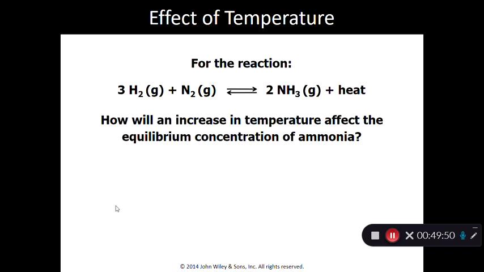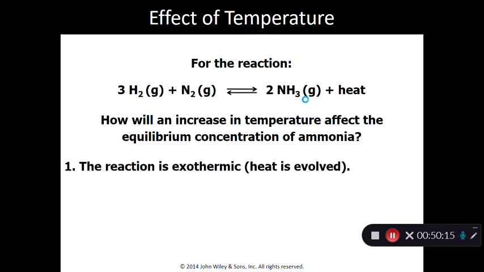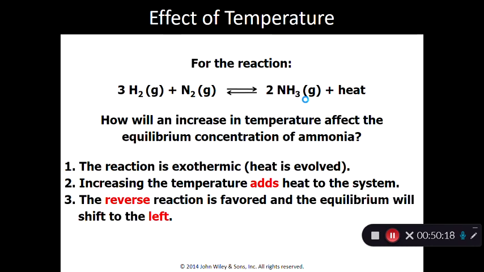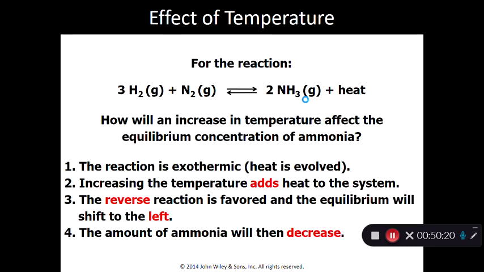Answer the question, how will an increase in temperature affect the equilibrium concentration of ammonia? Increased temperature means increased heat. System is going to shift to the left, using NH3 to produce nitrogen and hydrogen. Using NH3 means decreasing NH3. Please read that one to make sure you understand this.